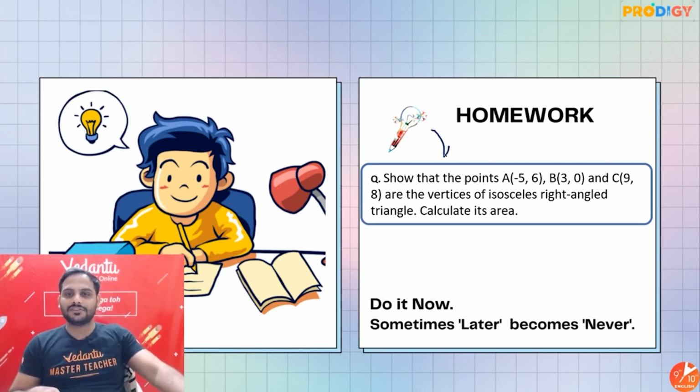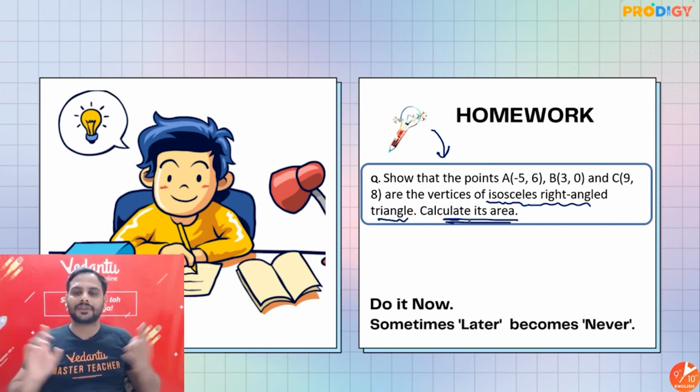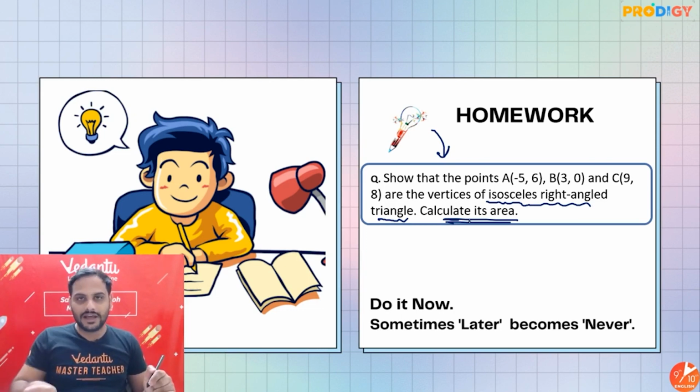I am giving you this as your homework question. Show that the points A, B, and C are vertices of an isosceles right angle triangle. Okay, that you will do. You have to tell me what will be its area. Tell me the area, and remember, guys, do the homework now.